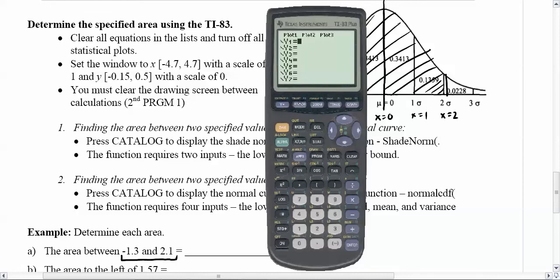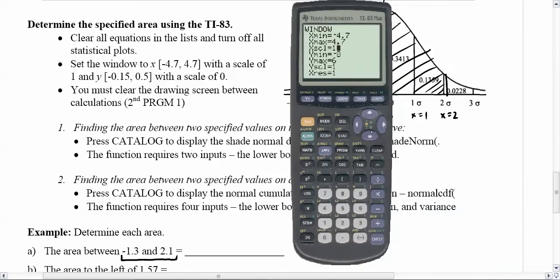Then go to your window and change the window from negative 4.7 to 4.7 for x with a scale of 1, and from negative 0.15 to 0.5 with a scale of 0.1. Doesn't really matter what the scale is.